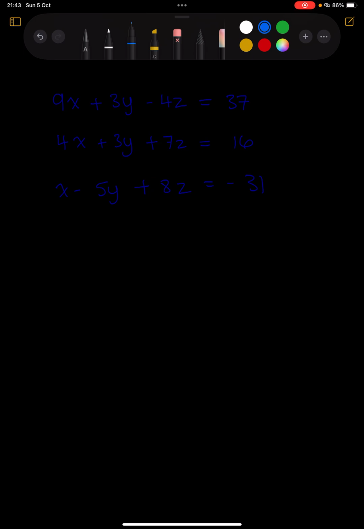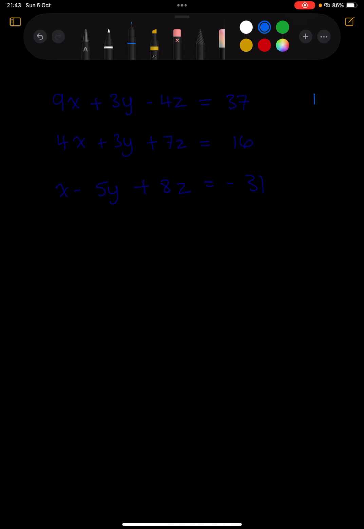So here's the first problem. I really hope I've written the signs out correctly from the picture. The picture was a bit hazy, but I think it is correct because I've already worked it out and I got exact values. So here you've got the first problem: 9x plus 3y minus 4z equals 37, 4x plus 3y plus 7z equals 16, and then x minus 5y plus 8z equals minus 31.